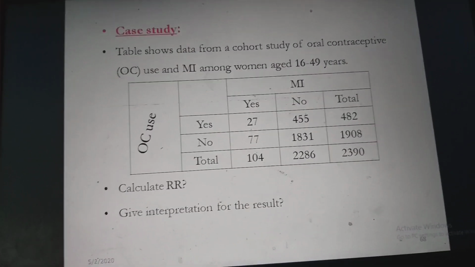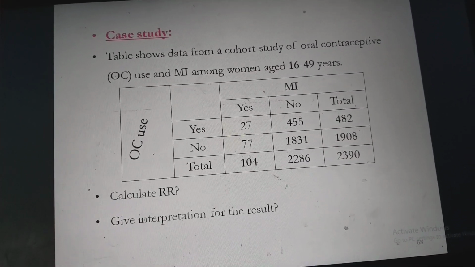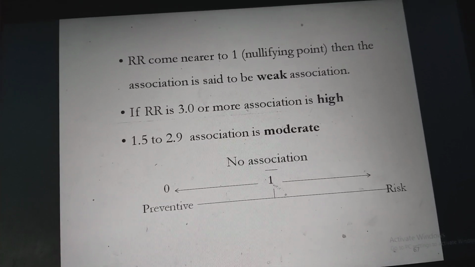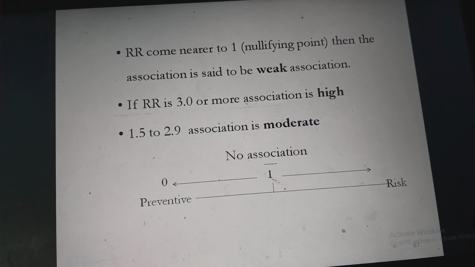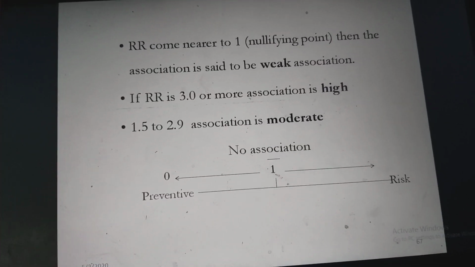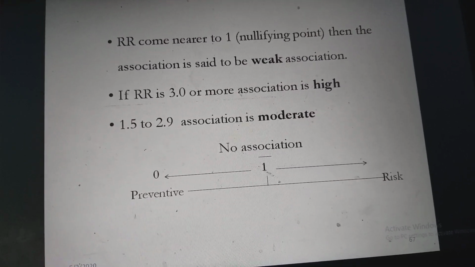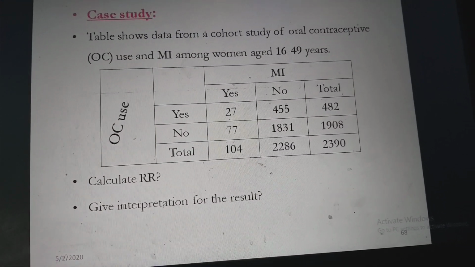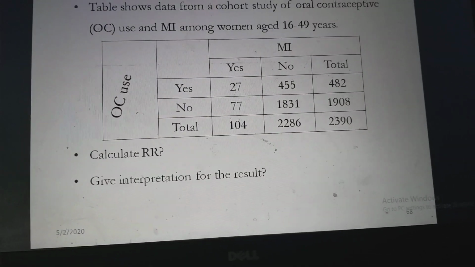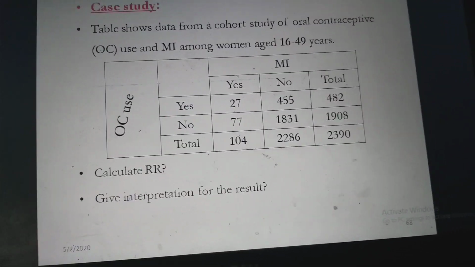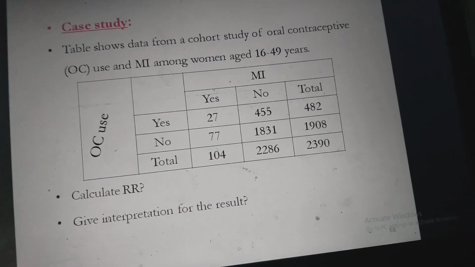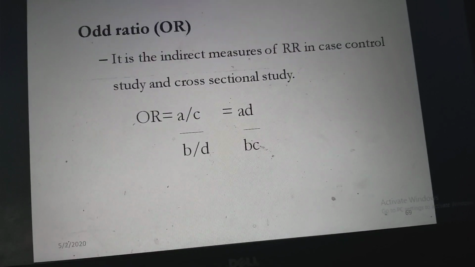Don't forget, when we interpret relative risk, on the previous slide we said if it is between 0 and 1.5 it is weak. If it is between 1.5 and 2.9, moderate. But it is below 1.5. Therefore, there is a weak association between oral contraceptive and myocardial infarction. You are going to interpret like this, not only the calculation, not only the results. Is that clear? Alright. Good.